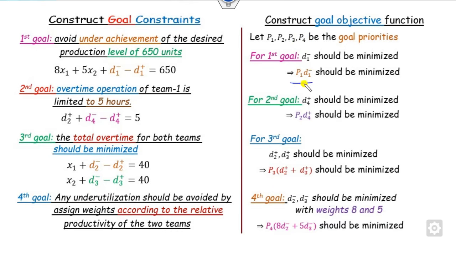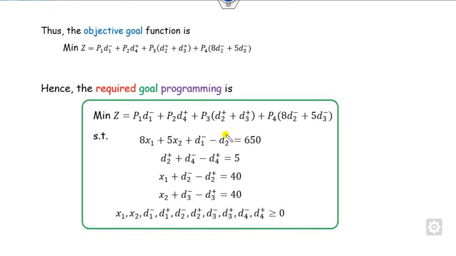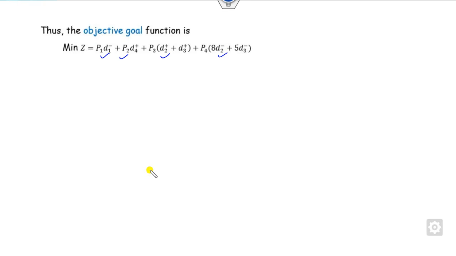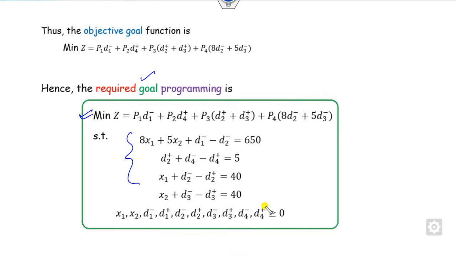So you have 4 minimization problems. What is the objective function of this? You can write it as the sum of them, or you can write goal programming as the minimization of this subject to all these constraints which are mentioned here. This is the first, second, third and the fourth.